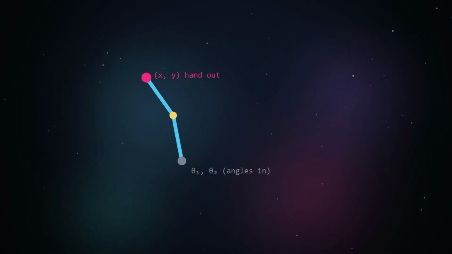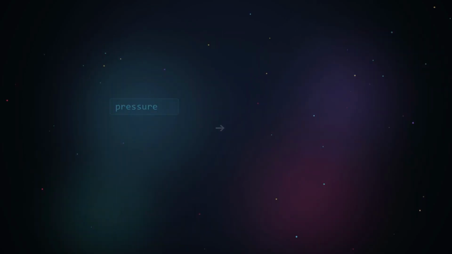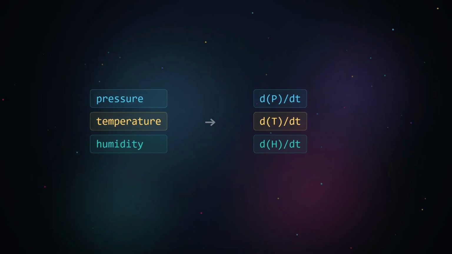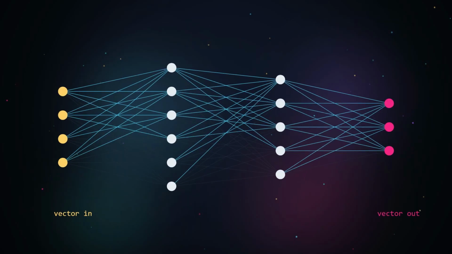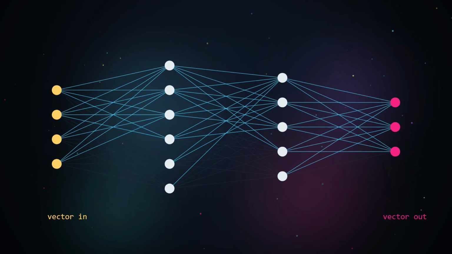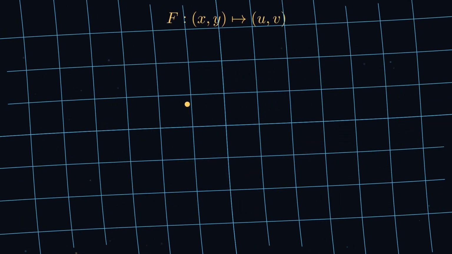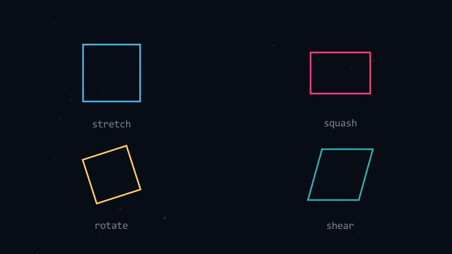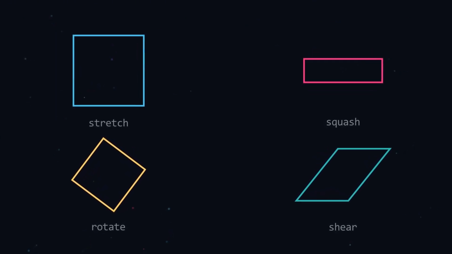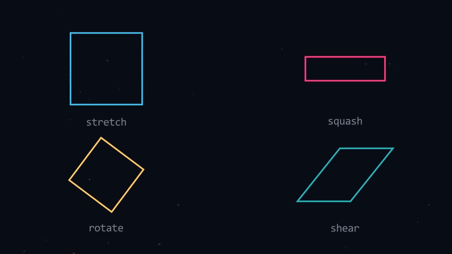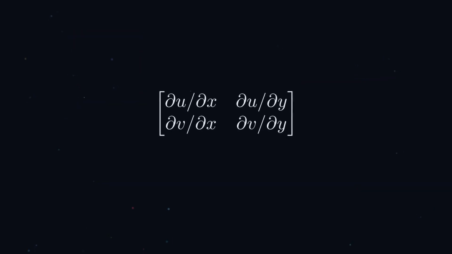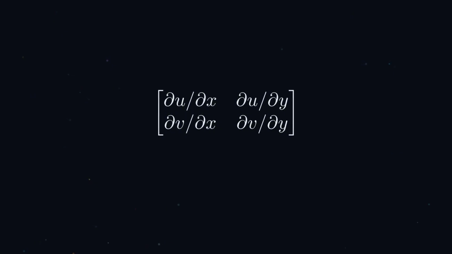A robot arm turns joint angles into a hand position in space. A weather model turns pressure, temperature, and humidity into the rates of change. A neural network layer takes a vector in and pushes a vector out. Picture a map F that takes the whole flat plane and returns a new one. It deforms space. Straight grid lines curve, squares bulge into blobs. A single slope can't capture that. The map can stretch, squash, rotate, and shear at once. We need a slope in every direction, and that grid of slopes is the Jacobian.